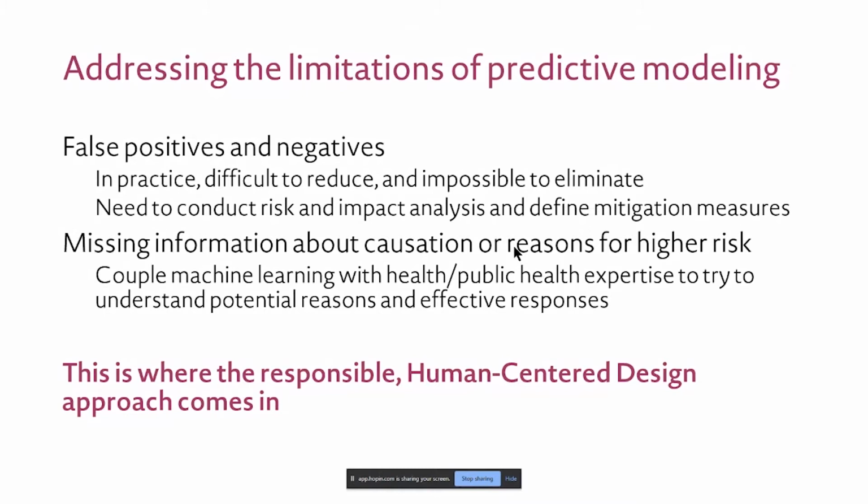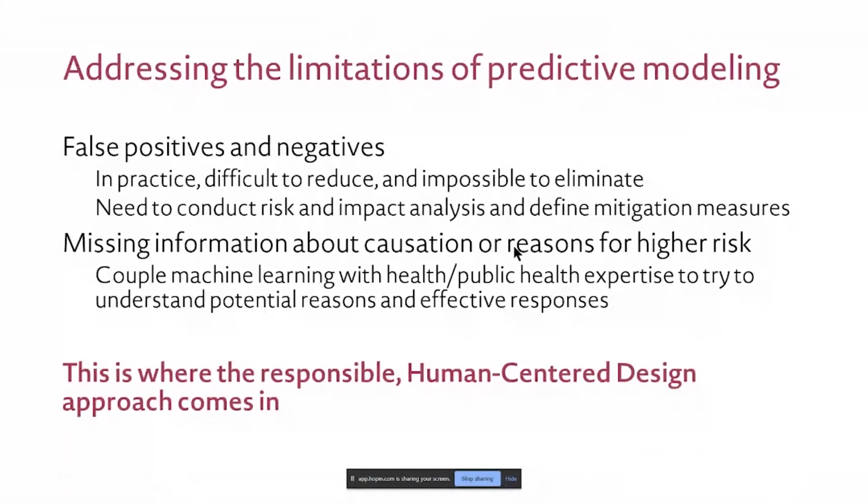Regarding the missing information about causation or reasons for higher risk, our approach is that we try to couple machine learning with health expertise and with public health expertise. And I would also say this is usually a good idea in any problem domain. You should never just blindly trust a machine learning model. You should always question predictions or model outcomes and try to make sense of these with domain expertise.